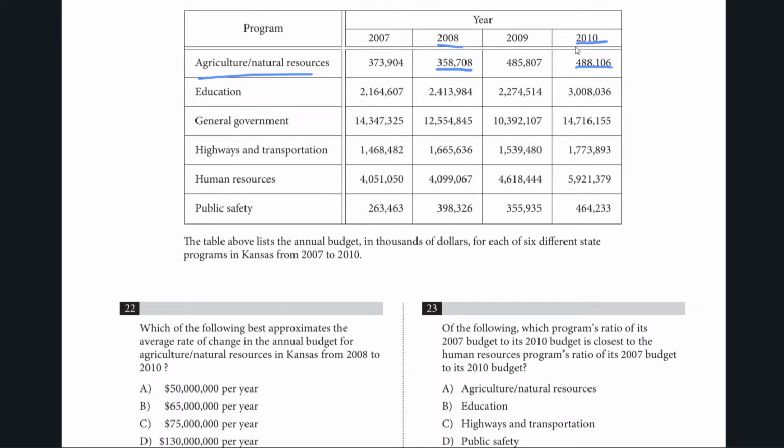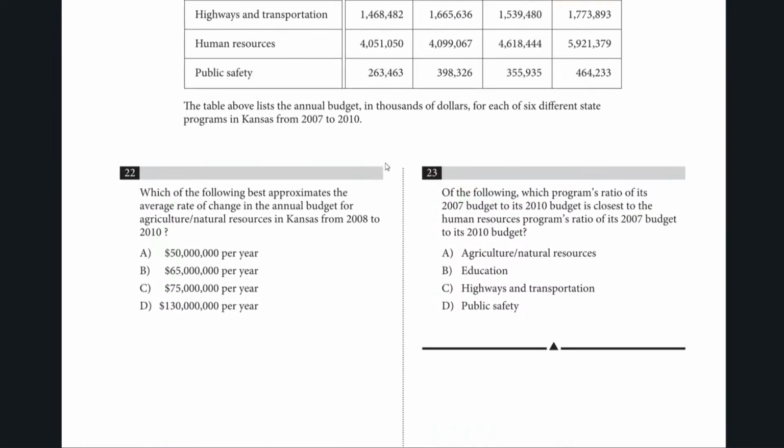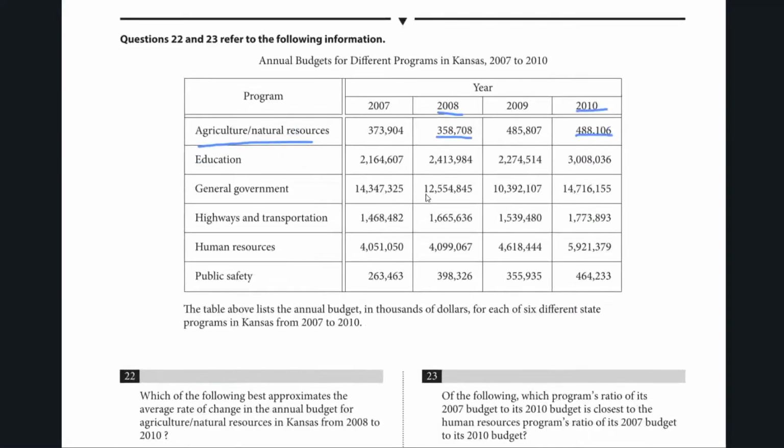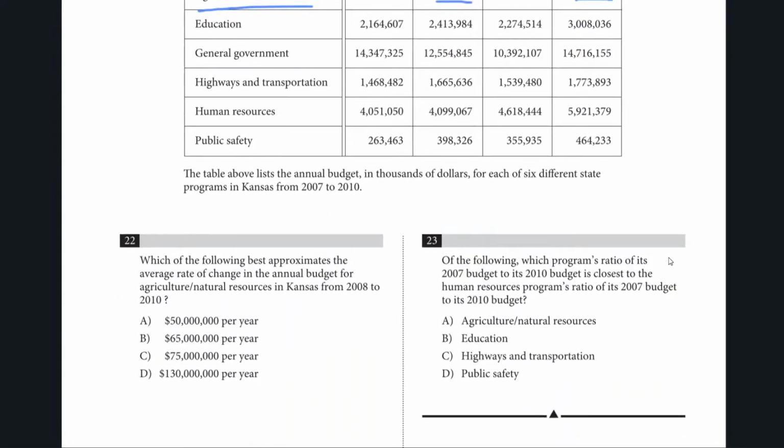488,106 minus 358,708, which is about 129,000, and dividing that by 2 gives us 64,699. Is this in millions? It's in thousands of dollars. Well, we would just be multiplying this by 1,000 then. So it'd be 64 million. So B is our answer.